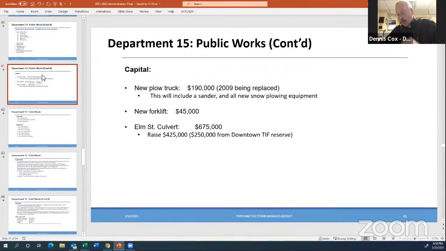Capital budget proposal. I'm proposing and asking for a new plow truck. I'd like to replace a 2009 truck that's been getting quite maintenance heavy on us. So I'd like to replace that truck. The $190,000 includes the plow gear, the sander, the dump body. And again, these are trucks that we use winter, summer. They're a 12-month truck. I'm calling it a plow truck, but it's a 12-month truck for us. It's used during our construction season as well.